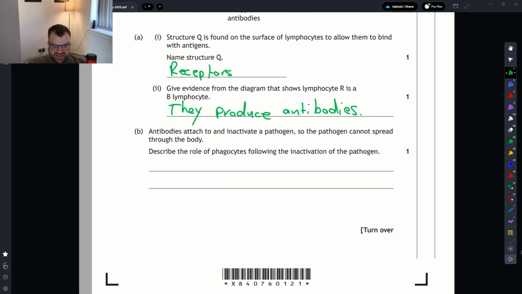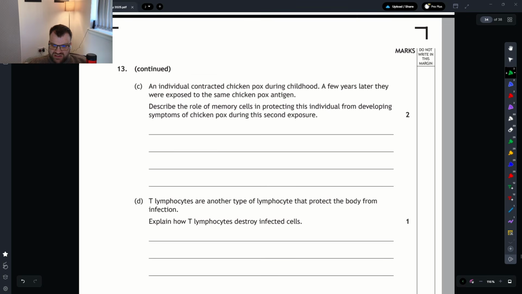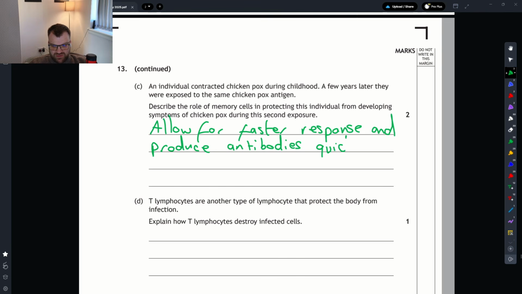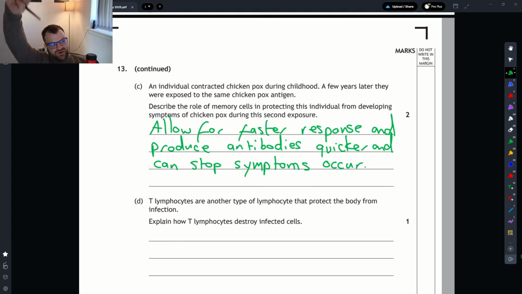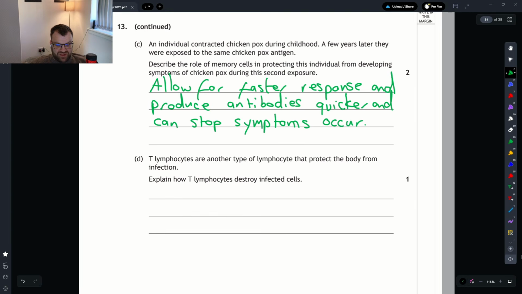Next, we're talking about phagocytes. That's like Pac-Man. They engulf and destroy. So they have little enzymes that they put out that then digest them and break them apart, stop them becoming a problem. One, memory cells. So they allow a faster response to a second infection compared to the first one. That's going to produce the antibodies quicker. And that could stop symptoms showing because it's already been dealt with before your body outwardly shows it. So it's more antibodies, quicker than the first time round.